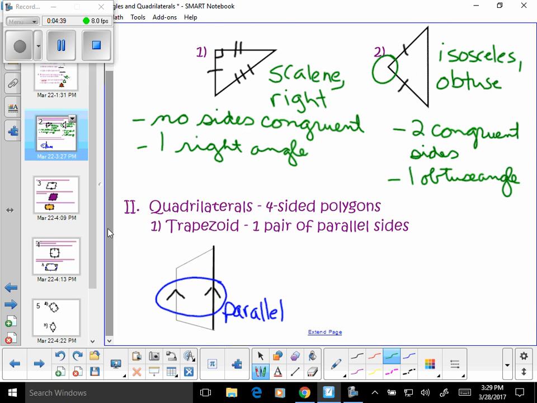The other thing they're going to be dealing with today, this lesson, is quadrilaterals. Quad refers to 4. Quadrilateral, 4-sided. These are 4-sided polygons. The first type is the trapezoid, and that's if you have only one pair of parallel sides. Now remember how they use tick marks to show you congruent sides? They use these kind of arrow type marks that I have circled to mean parallel.